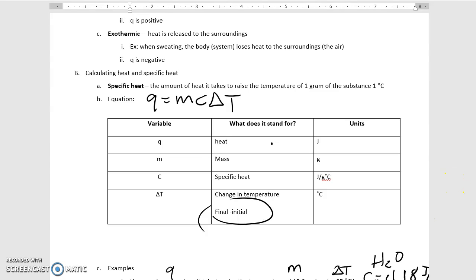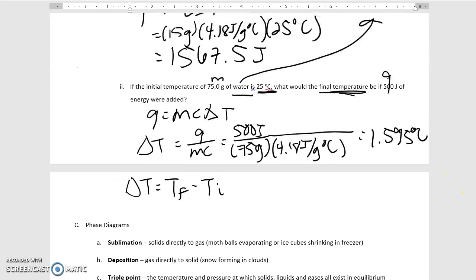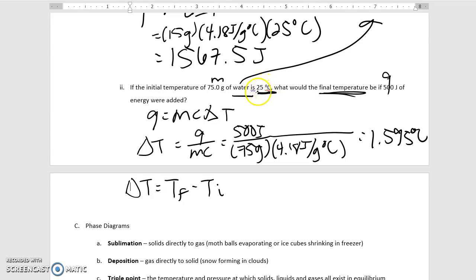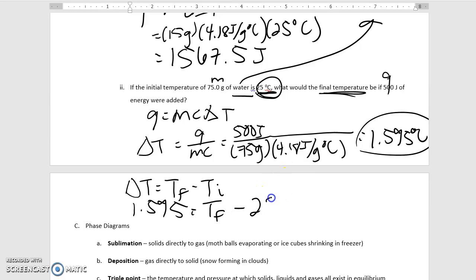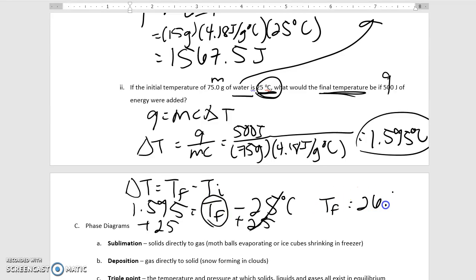So using that idea, our change in temperature is our final minus our initial. We know our initial temperature right here is 25, and we know our change in temperature. So I'll plug these things in. Our change is 1.595. We don't know our final. We know our initial is 25. So to figure this out, we need to add 25 to both sides. That means our final temperature is 26.595 degrees. And that would be your answer.